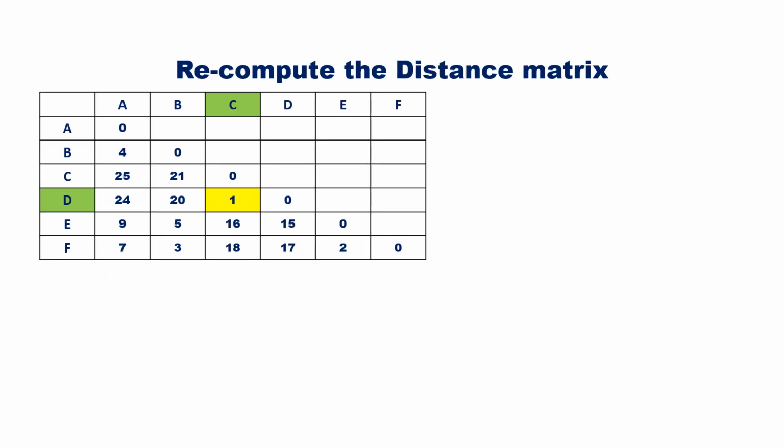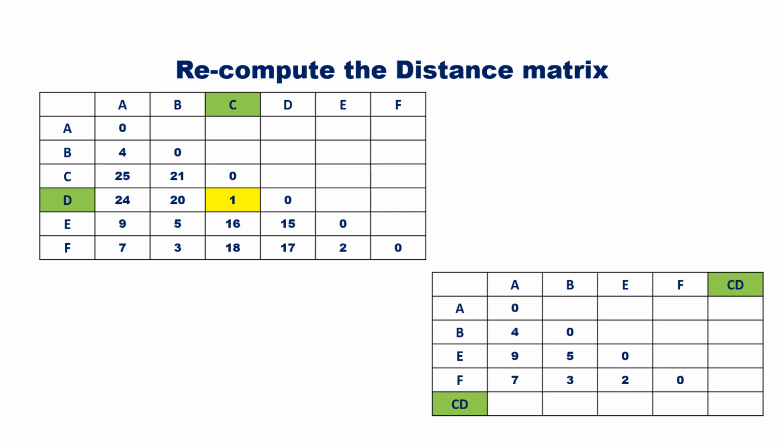It's time to update our matrix. We'll remove C and D and introduce a new cluster, CD. Then compute the distance between CD and all other points. Since we are doing average linkage clustering, we find the mean distances between CD and the other points.